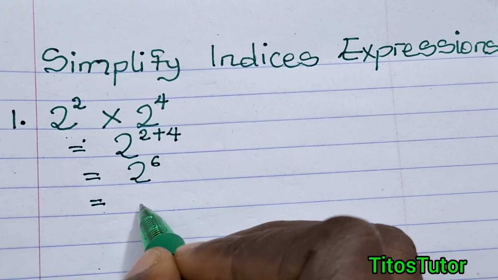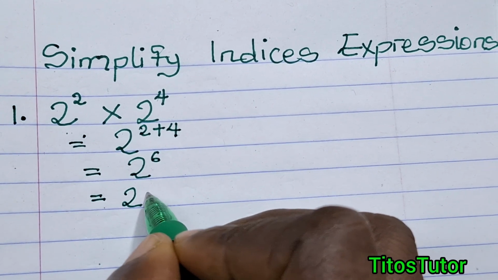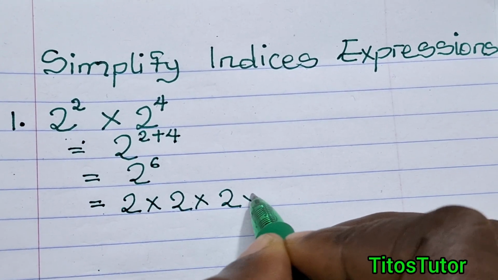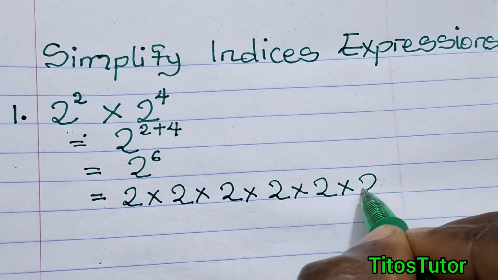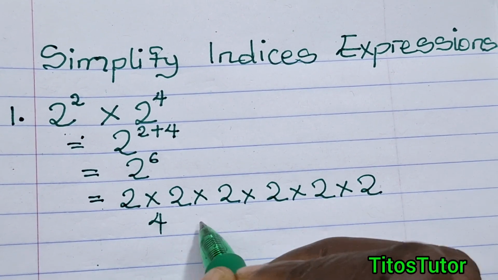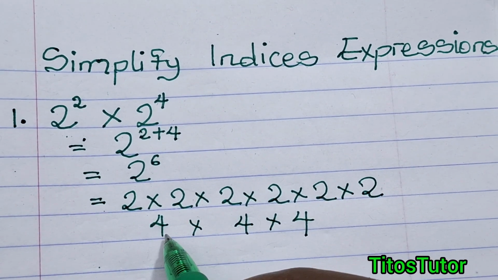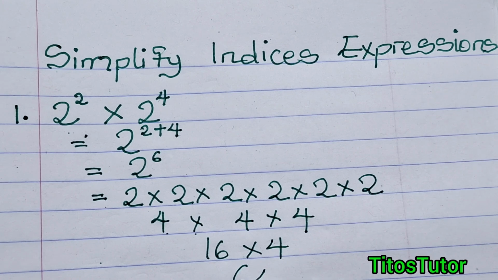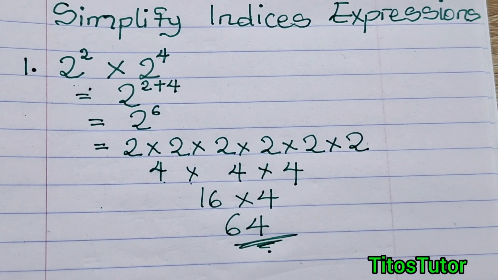Remember, 2 raised to the power of 6 is multiplying 2 in 6 places. Let's go. 2, 1 times another 2. This is the third one, fourth, fifth, and sixth. So this is 2 raised to the power of 6. 2 times 2 is 4. I usually take it two at a time so I don't get confused. 4 times 4 is 16. 16 times 4 is 64. My final answer is 64.